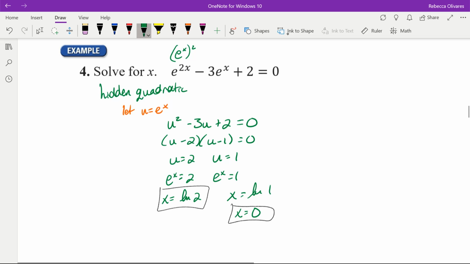And then natural log of 2, you can also do the approximate value for that, which is about 0.69.